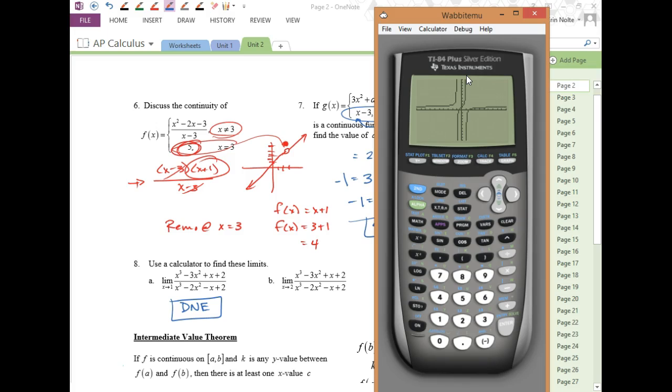Asymptote. Graffiti. Isn't it very legible?